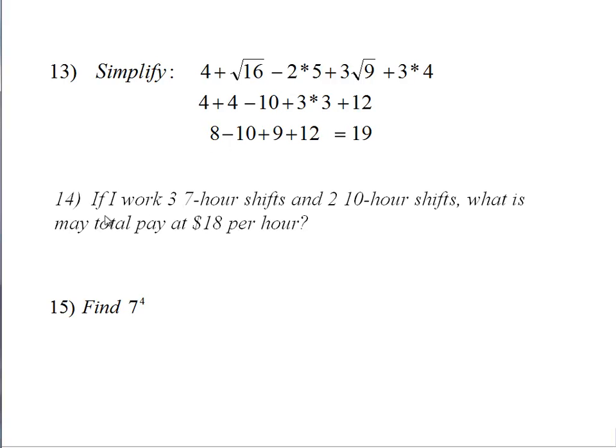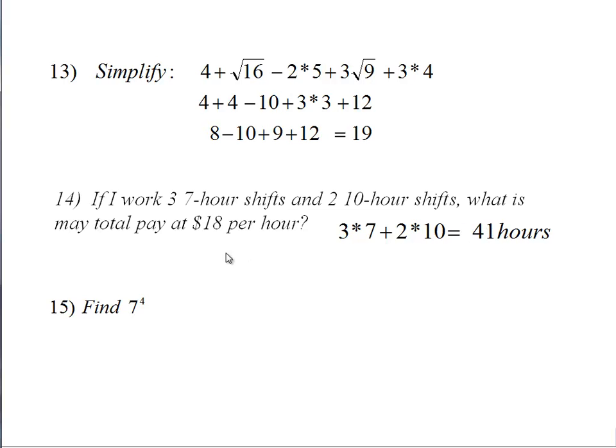Okay, the word problem. If I work 3 7-hour shifts and 2 10-hour shifts, your total pay is going to be 3 times 7 to get the hours is 21. And then 2 times 10 gives you 20. So this is 21, that's 20, so that's a total of 41 hours. I suggest you just jot it down real quick. 3 times 7, that's those hours. 2 times 10, that's those hours.